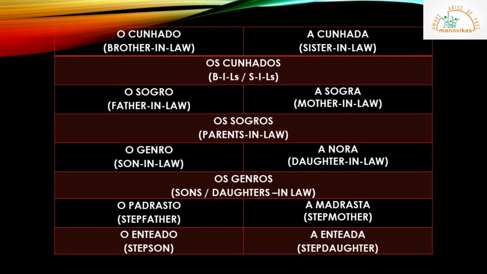Then you have o genro, a nora, which is son-in-law and daughter-in-law. Together, os genros. Then you have some people, in some cases, we have step-parents also. So we're talking about o padrasto, which is the stepfather, a madrasta, which is the stepmother. And stepchildren, you want to talk about them, they'll be o enteado, a enteada. Okay, so stepson is enteado, enteada is the stepdaughter.